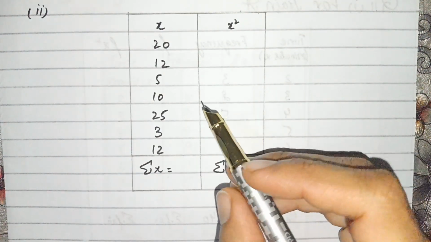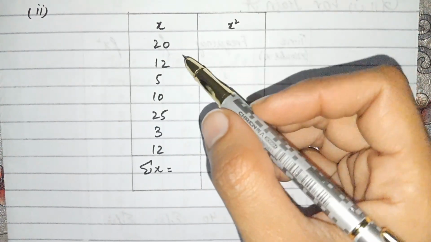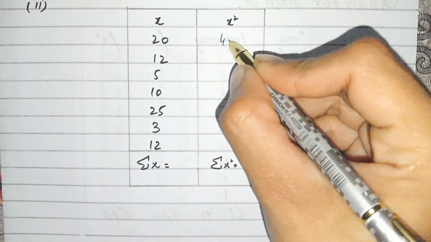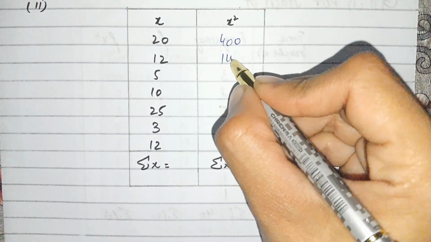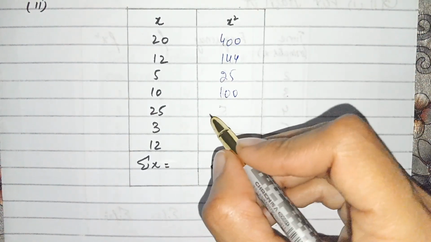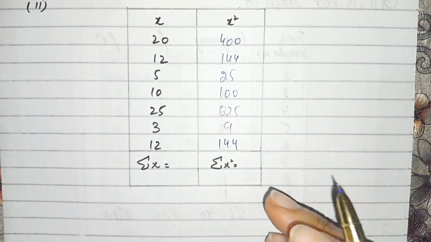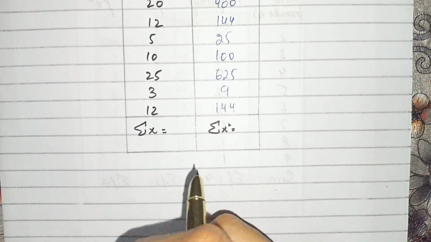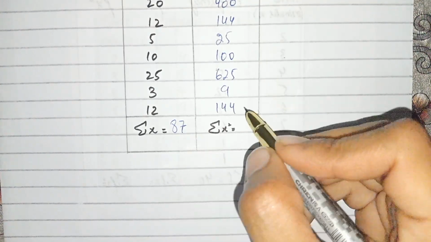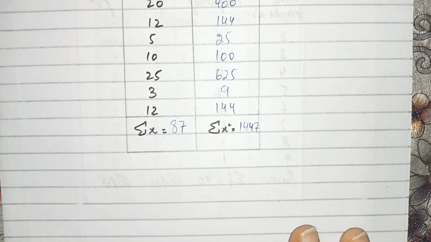Now students, part number two. These are the times which Kiran fell asleep in Nathia Gali. We take the square of 20, we get 400. Square of 12 is 144. 5 squared is 25, 10 squared is 100. And this is 625, 9 and 12 squared is 144. Now we have to add these values. By adding these values, we get 87. And by adding the squares, we get 1447.